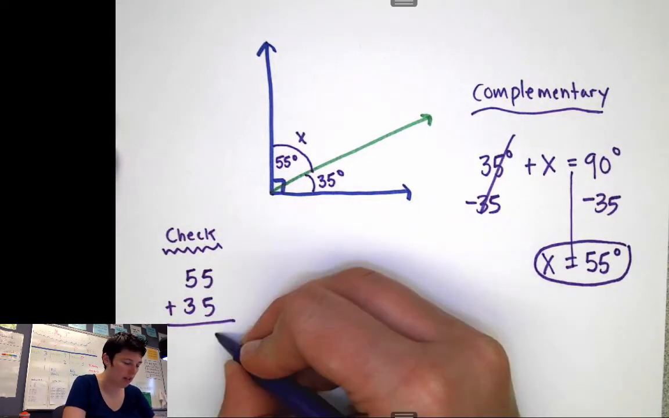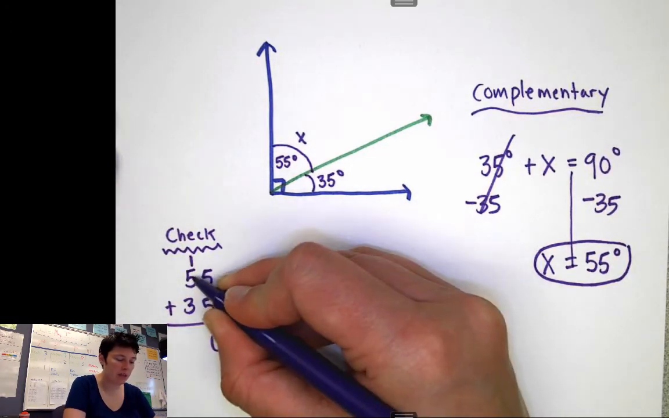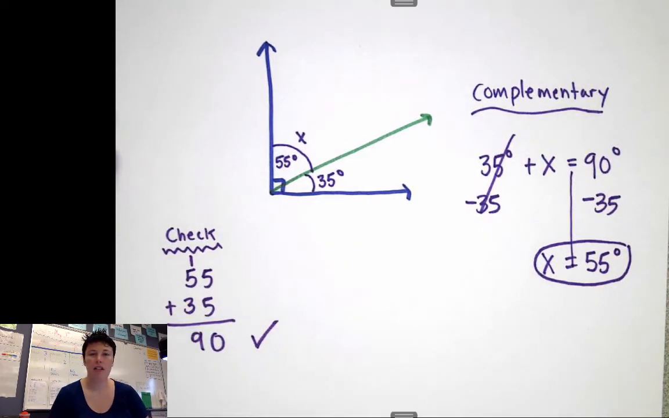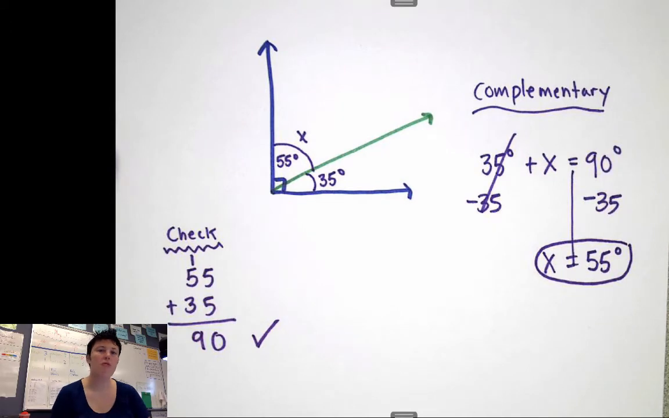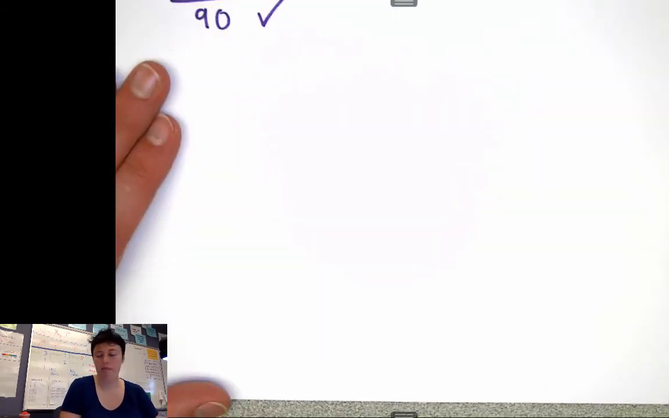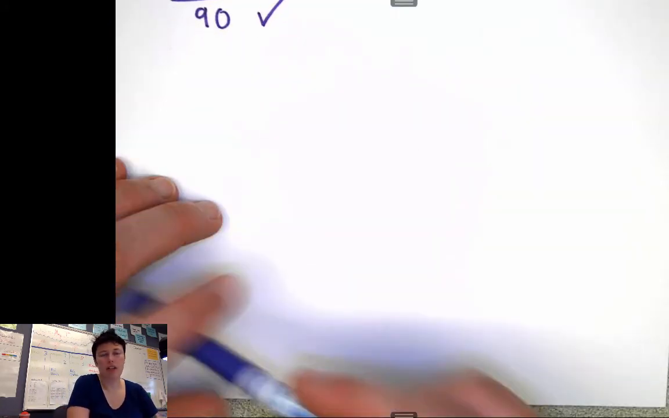So 5 and 5 make 10, carry the 1. 5 plus 3 is 8, plus 1 is 9. Oh yeah, 90 degrees, check. Everything's good. That's a complementary angle problem. Let me give you another example of a complementary angle problem that maybe we can make slightly more difficult.